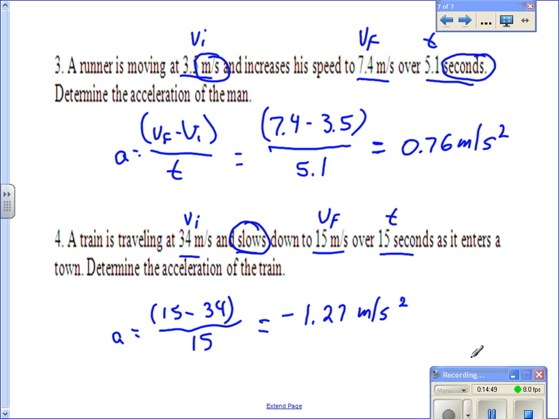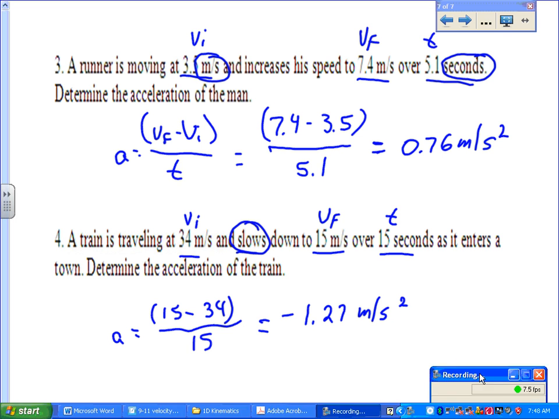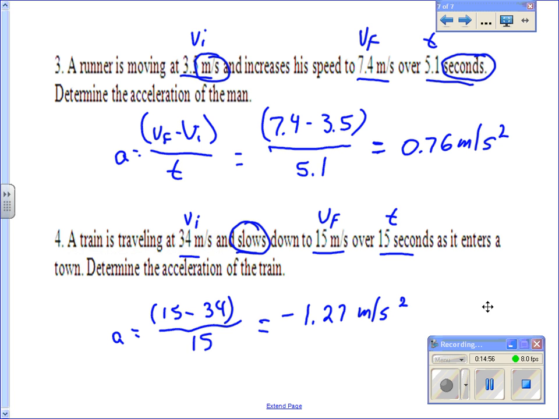All right, so that's how you solve simple acceleration questions. We didn't have you solve for VF or VI or the time or anything like that. That's just an algebraic manipulation to let you move the things around.